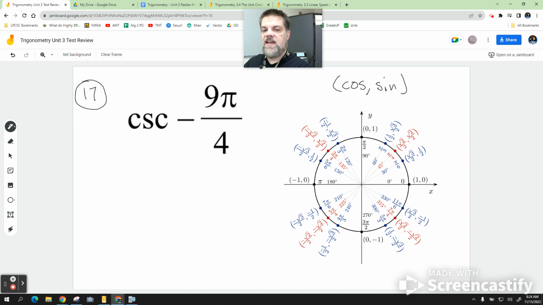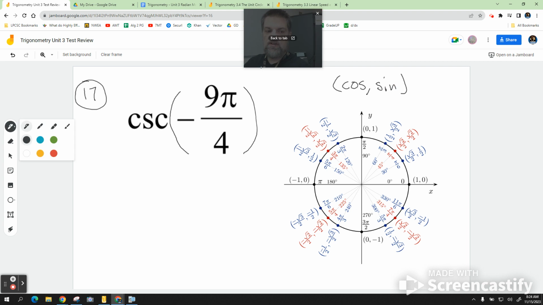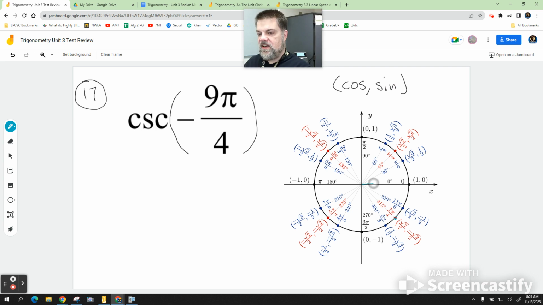So I need to figure out what negative 9 pi over 4 is. So we're going to count by quarter pi. I'm going to start here on the initial side, right? And I drew that above the line so you could see it a little bit, but it's really right here on the x-axis. So I'm going to go 1 quarter, 2 quarter, 3 quarter, 4 quarter, 5 quarter, 6 quarter, 7 quarter, 8 quarter, and then 1 more quarter. So I really go around right here. That's negative 9 quarter pi, okay?